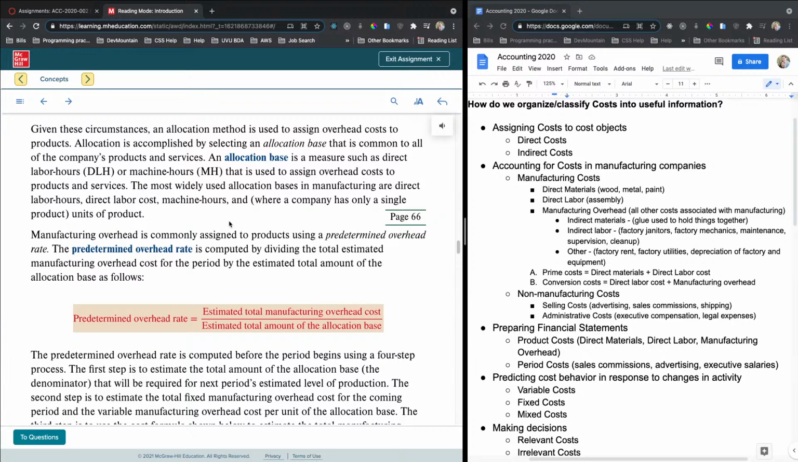Allocation is accomplished by selecting an allocation base. An allocation base is a measure, such as direct labor hours or machine hours, that is used to assign overhead costs to products and services.